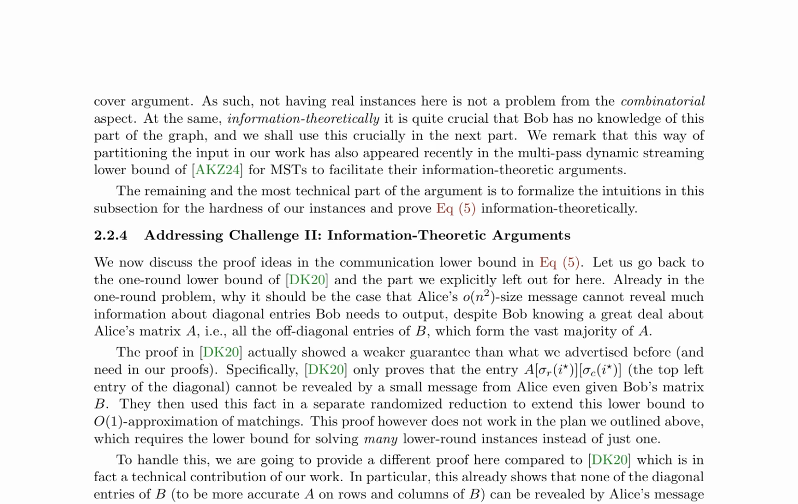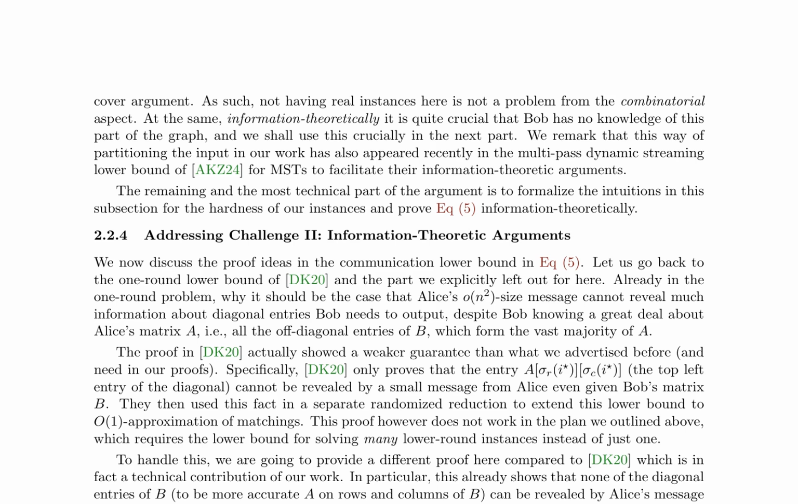They show that none of the diagonal entries of B can be revealed by Alice's message, even conditioned on all other diagonal values. This is proven using a marginal sense, where the information revealed about any one entry on the diagonal is o(1) bits. The authors introduce a new one-round lower bound, where they consider the input permutations sigma_r and sigma_c given to Bob.